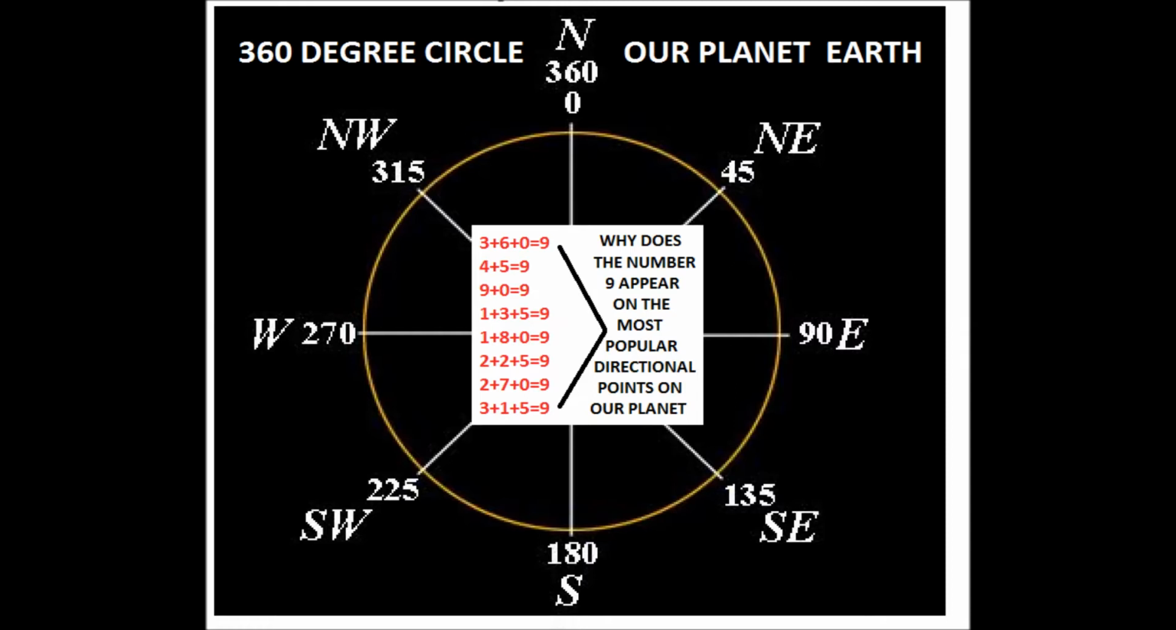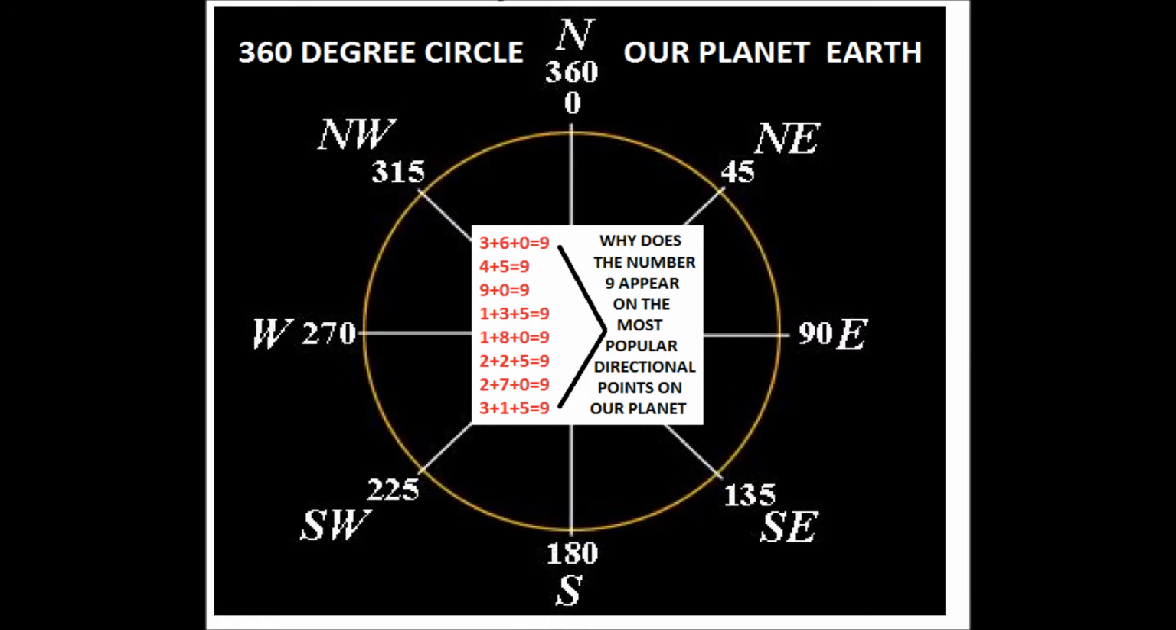But let's take a look further to our big planet Earth. These are the most popular directional points on our planet, and they all add up to 9. It's a big 360-degree circle, but when you take the 3, the 6, and the 0 and add them up, it's 9. At the northeast point, the 4 and the 5 are adding up to 9. At the east point, the 9 and the 0 add up to 9.